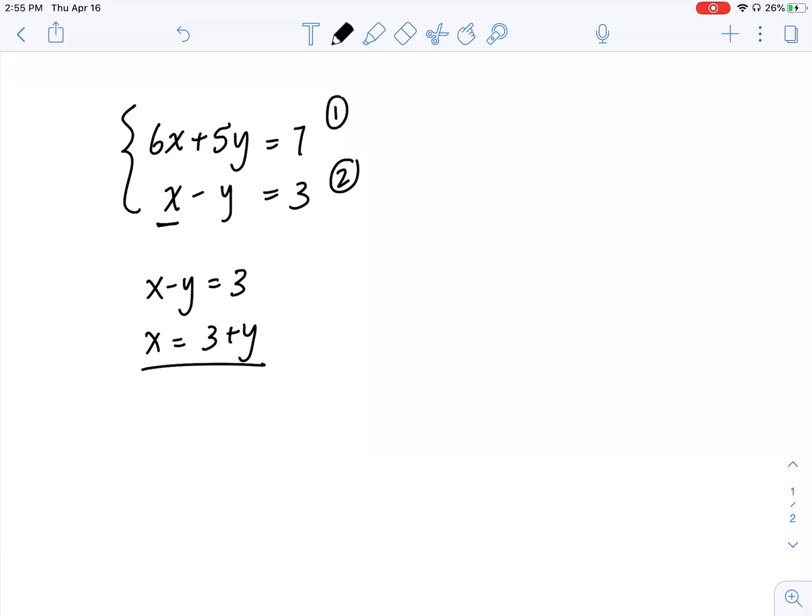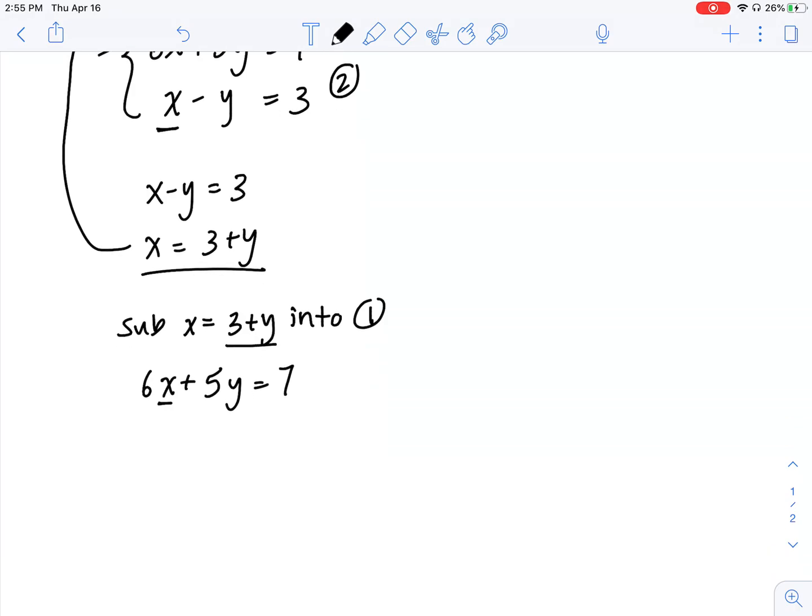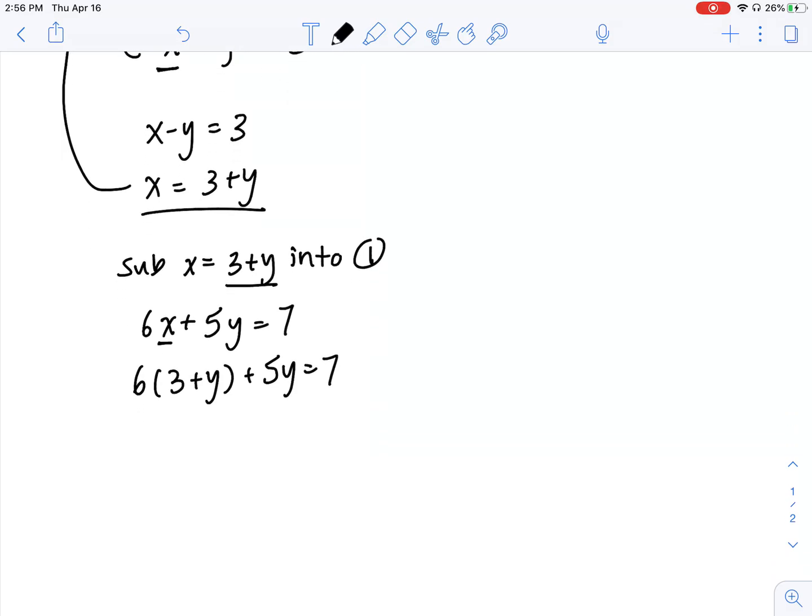Now that we have that, we can plug that back into equation 1. So let's sub x equals 3 plus y into 1. 6x plus 5y equals 7, and instead of x, I'm going to write 3 plus y. 6 times (3 plus y) plus 5y equals 7. And now that my entire equation is in terms of y, I can actually solve for y.